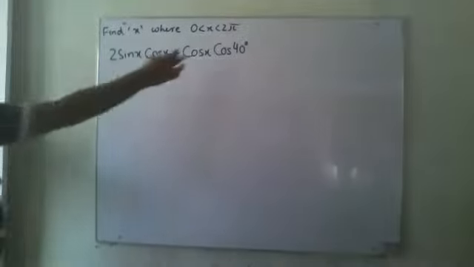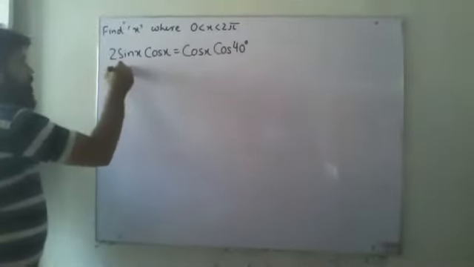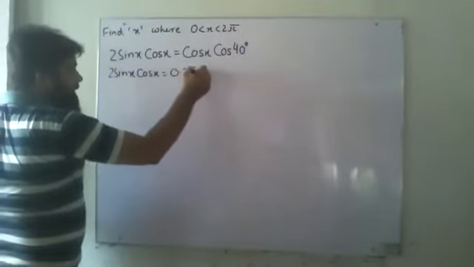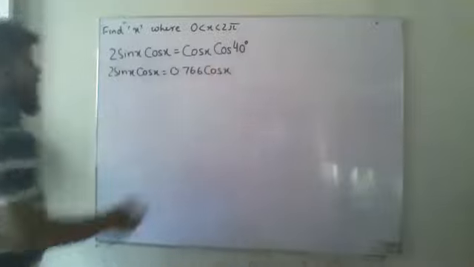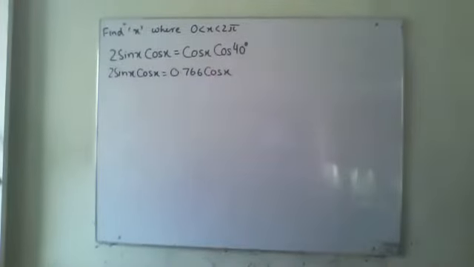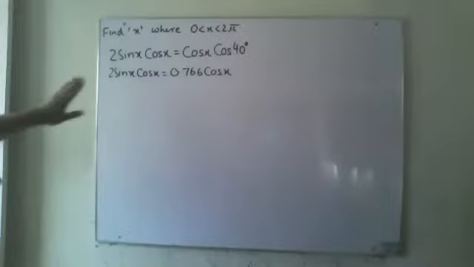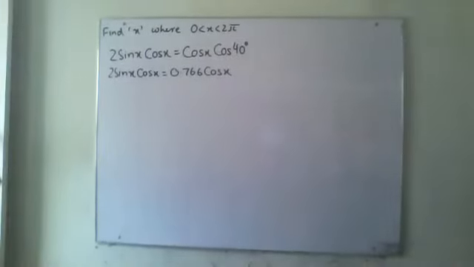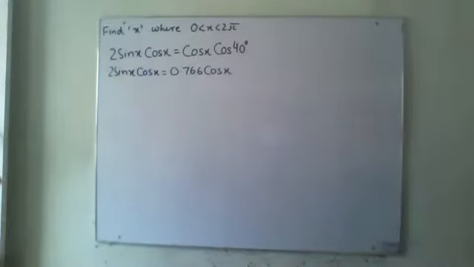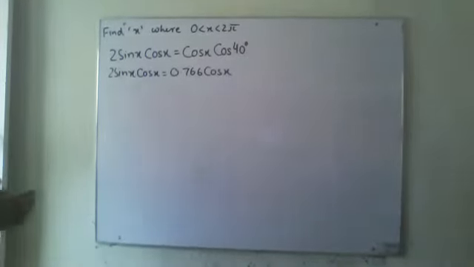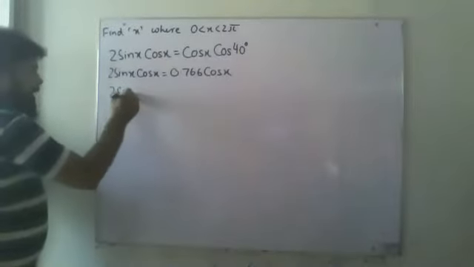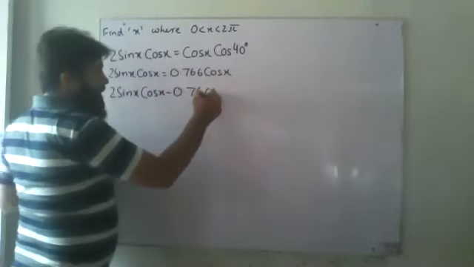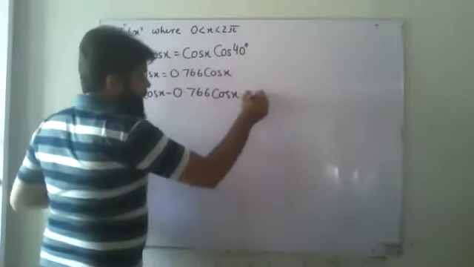Okay, so this value is coming, 2 sine x cos x equals 0.766 cos x. Now I have already told you that this is being multiplied, this is being multiplied, so we will not cancel it. Okay, we will try to safeguard it. How will I safeguard this one? 2 sine x cos x minus 0.766 cos x equals 0.